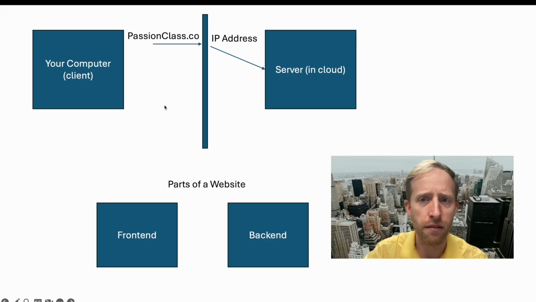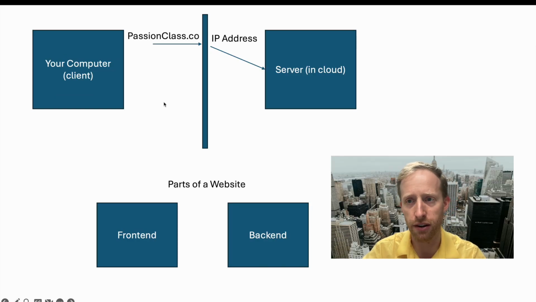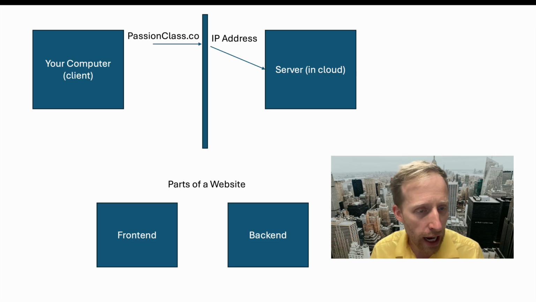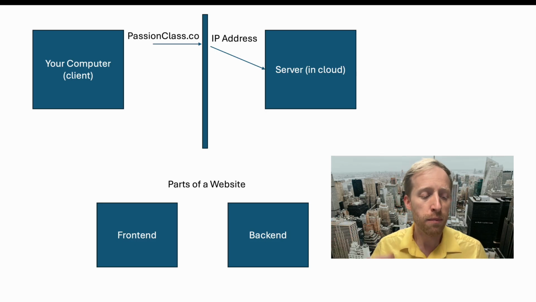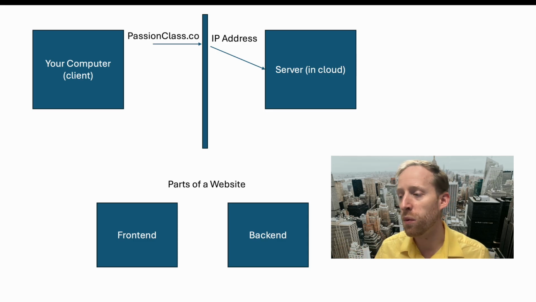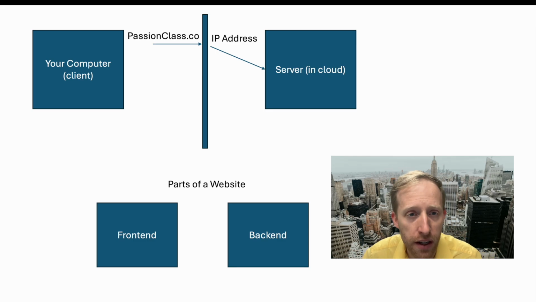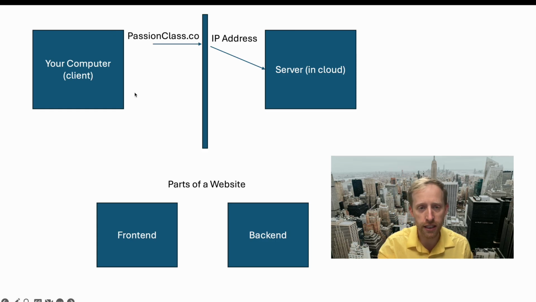What I want to talk about first is how the internet works. The internet is really a series of computers. We all kind of know this in a certain sense, but when you go to a website, let's say the one that we're on right now, passionclass.co, you're on a machine, so that could be your phone, your individual laptop or your individual desktop, and that's called the client, okay?